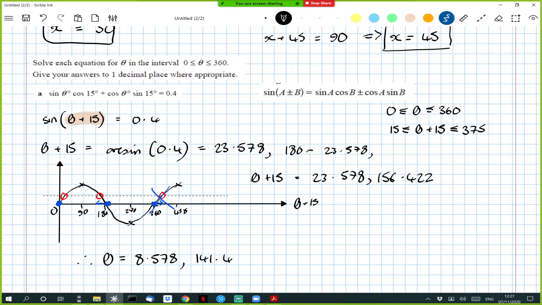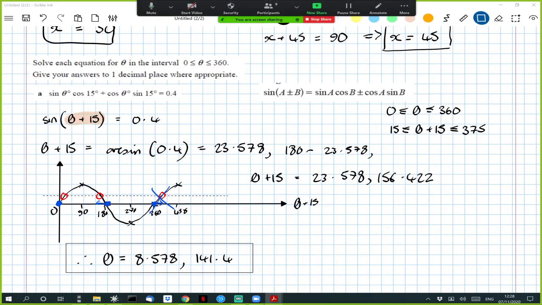So 4 significant figures for both answers there. Usually the exam boards require at least 3, so I'm going a little bit more than that to make sure I get the marks for accuracy. So that's how to solve one of those. Let's have a look at another question. Let's see how they can further develop it.